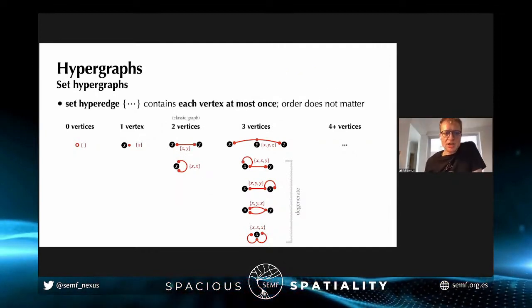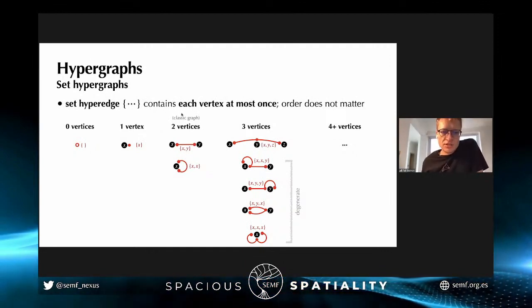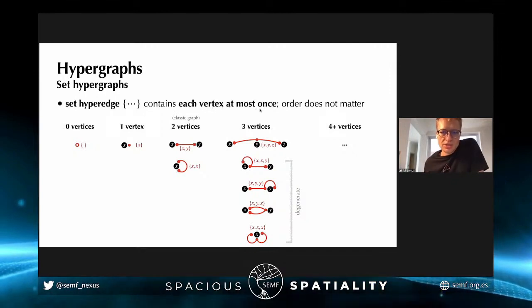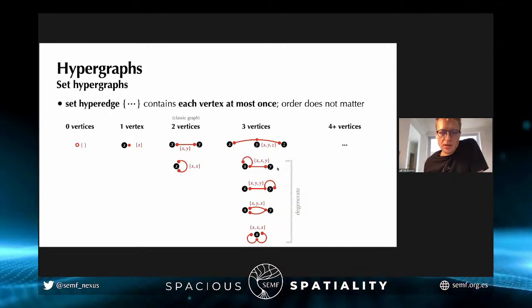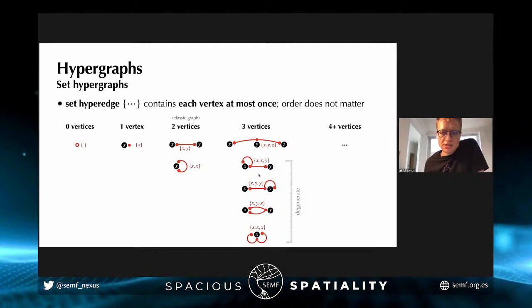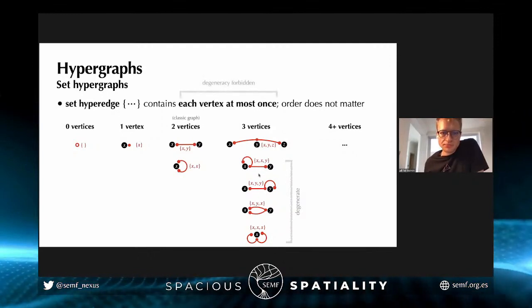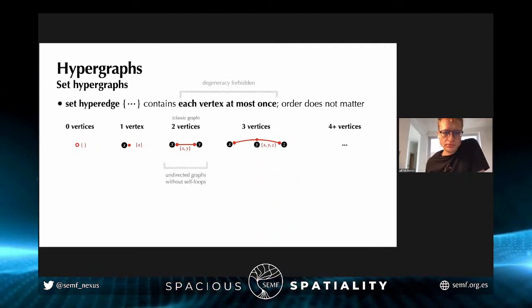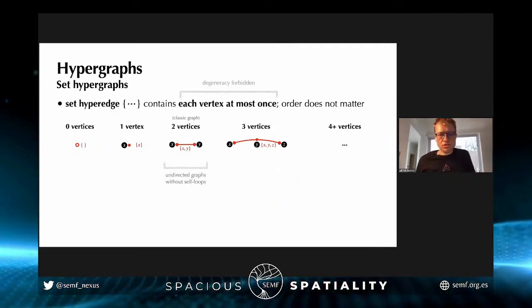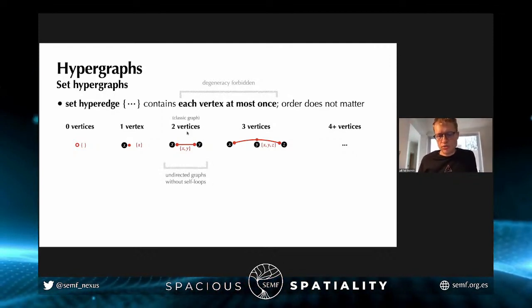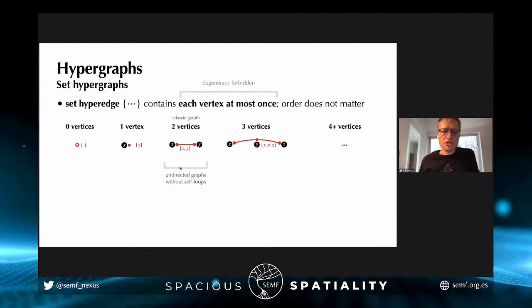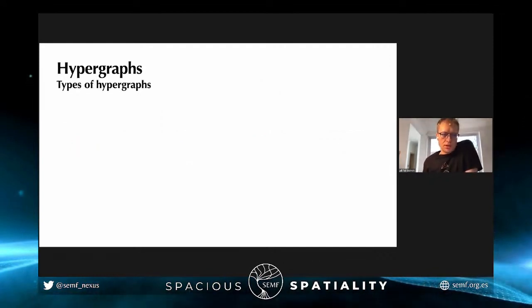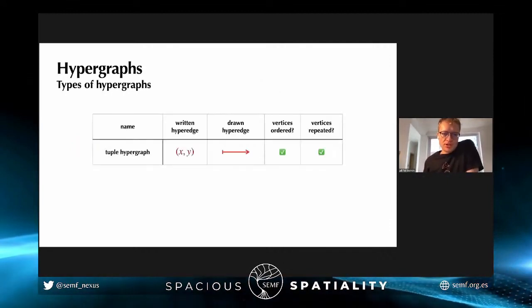Now, set hyperedges are hyperedges in which the data structure is a set, which means that each vertex can occur at most once. And again, order does not matter. And what that means is that these degenerate cases here are simply not allowed. So we just forbid them. In traditional graph theory, the hyperedges with two vertices in them would correspond to what are called undirected graphs without self loops.